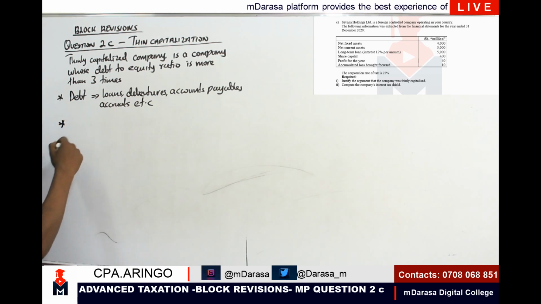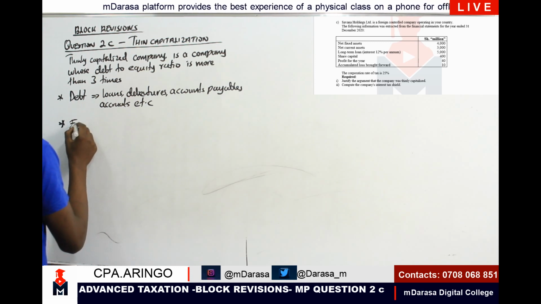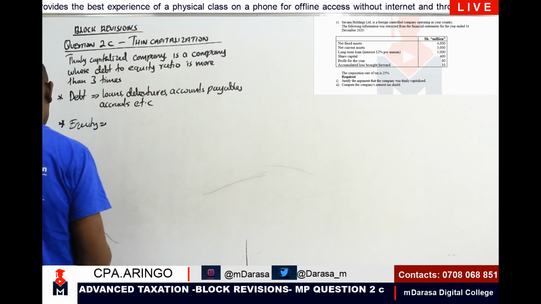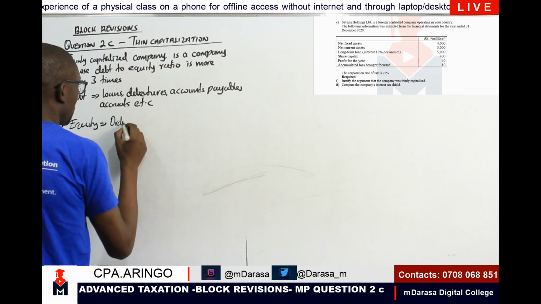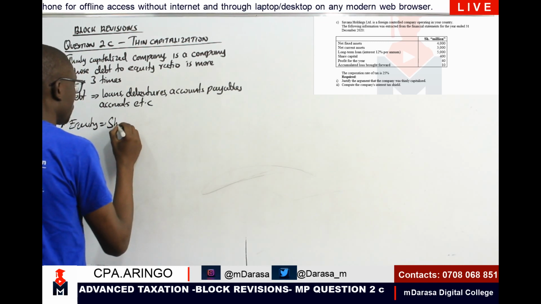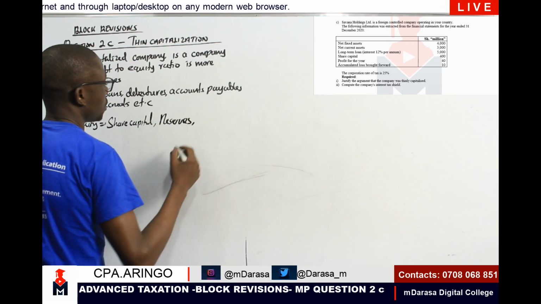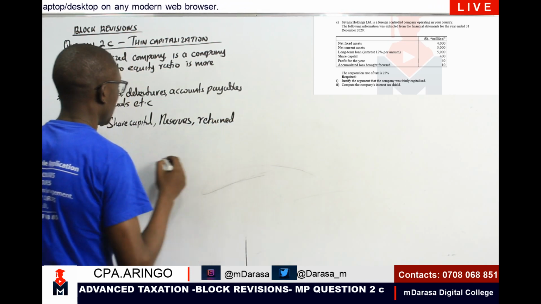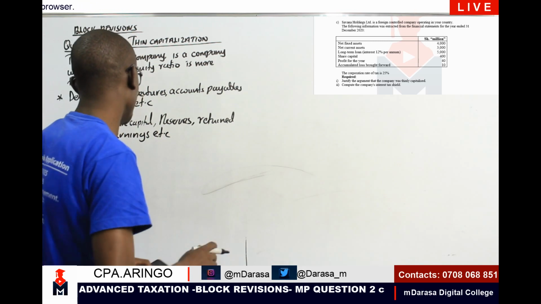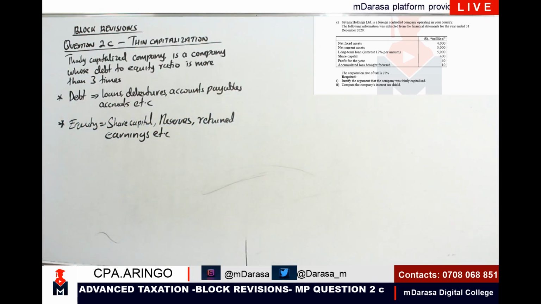What about the aspect to do with equity? Equity will always comprise of, number 1, ordinary share, or rather term it as share capital. Talk about reserves. Talk about retained earnings, etc. So this is what will constitute equity: share capital, reserves, retained earnings, etc.